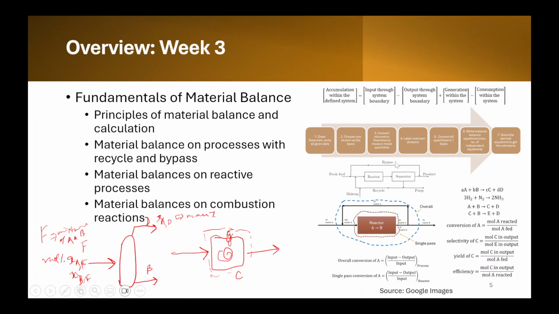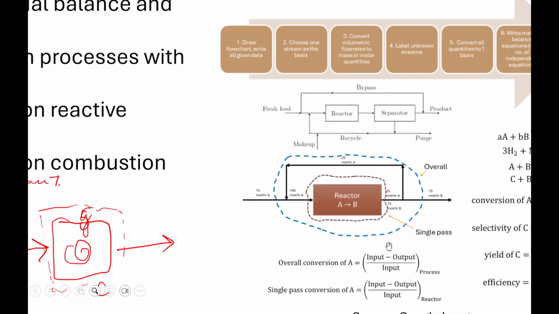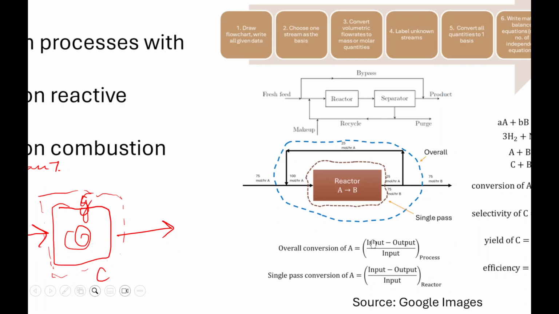Then the material balances involving these were discussed. Then we moved on to material balances on combustion. Also, we looked at the recycle system. Suppose this is the overall system, which includes inside it the recycle stream. The overall conversion of A will be whatever is input minus whatever is output, upon the input.